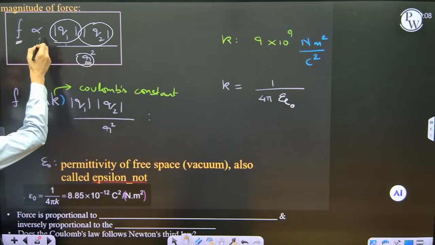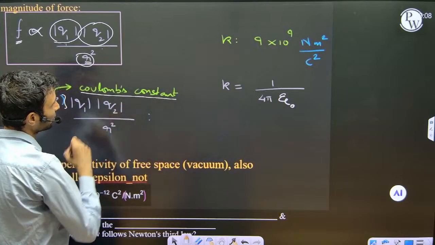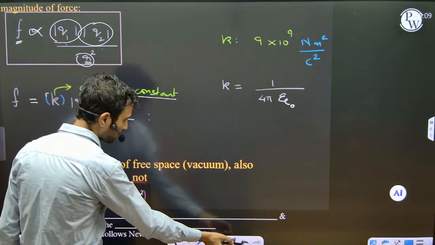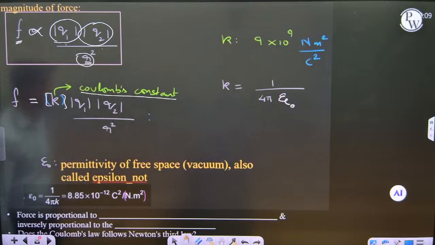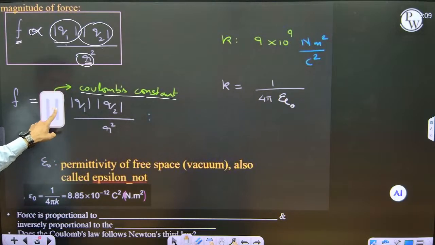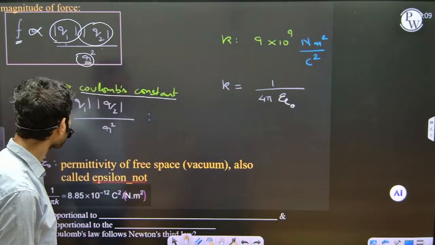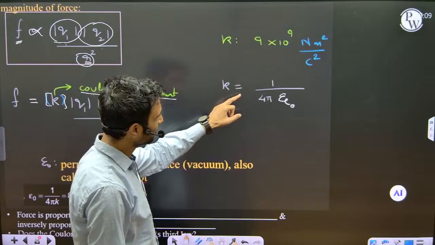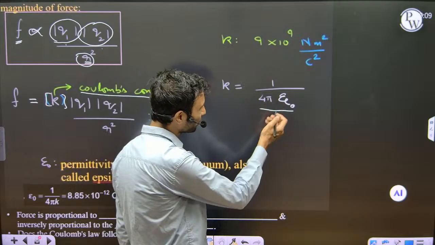And since the force magnitude is proportional, there will be a constant of proportionality which is called Coulomb's constant, which is represented as K. And the magnitude of force becomes K times mod Q1 mod Q2 divided by R square. The value of K is given by this equation, 1 divided by 4 pi epsilon naught, where pi, as you know, is 3.14.